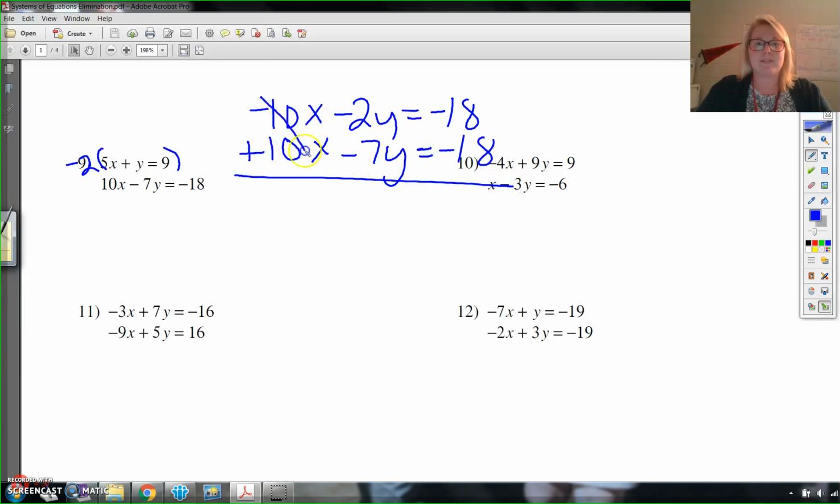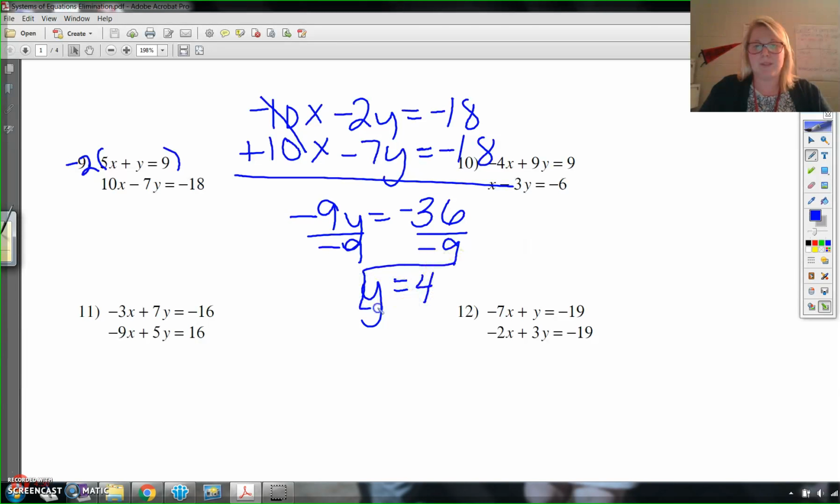Negative 10x and positive 10x go away. That was the purpose, right? Negative 2y plus negative 7y is negative 9y equals negative 18 plus negative 18 is negative 36. Divide by negative 9, divide by negative 9, and y equals positive 4. Am I done? Nope. I gotta get my x value. So I'm just gonna use my first equation. Again, doesn't matter. Either one you use, you should get the same answer.